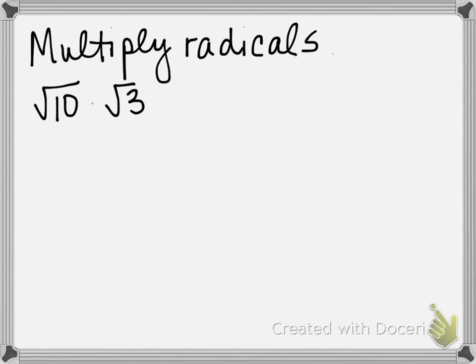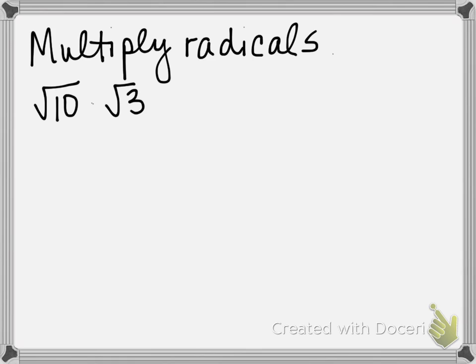Now remember what I told you in addition and subtraction. You can't add radicals. You cannot subtract radicals unless they have the same radical. Okay? And you may have to simplify it. So we talked about that too. With multiplication, it's just not true. You don't need the same radical to multiply. You just do what it says.